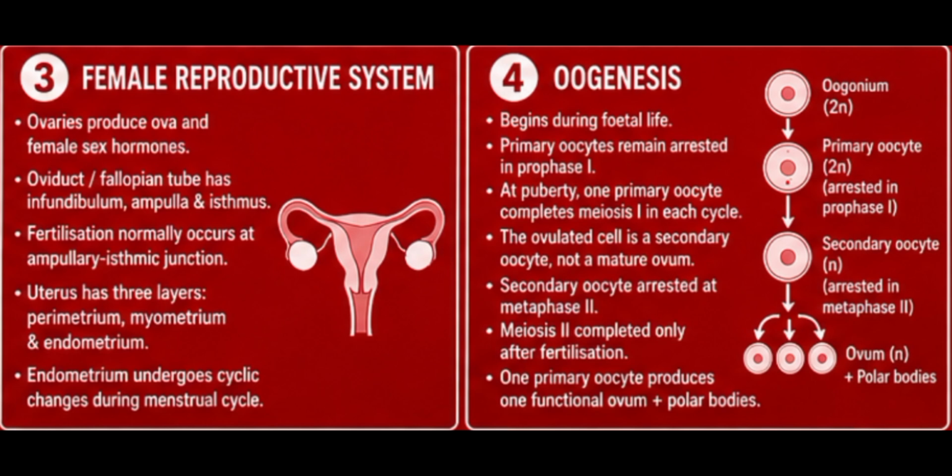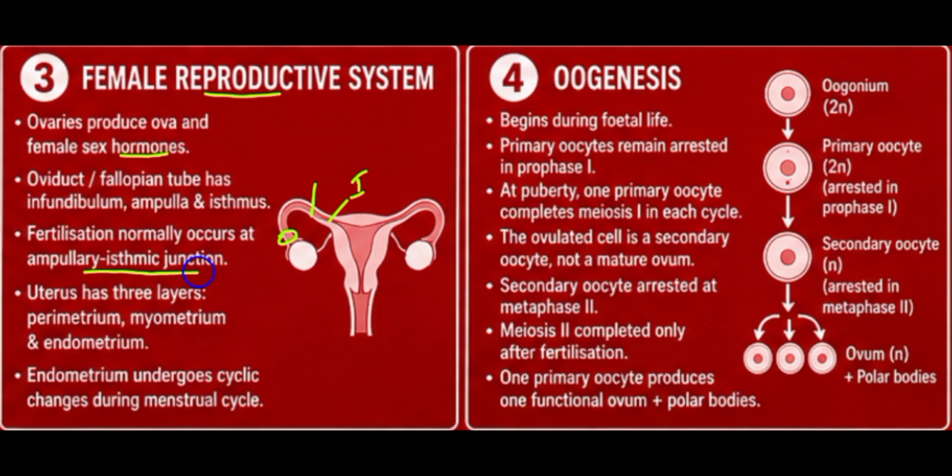Then female reproductive system. Ovaries produce ova and female sex hormones. The oviduct or fallopian tube has 3 different parts. The first part is called the infundibulum. Then the ampulla is there, and finally this is the isthmus. Fertilization normally occurs at the ampullary isthmic junction.